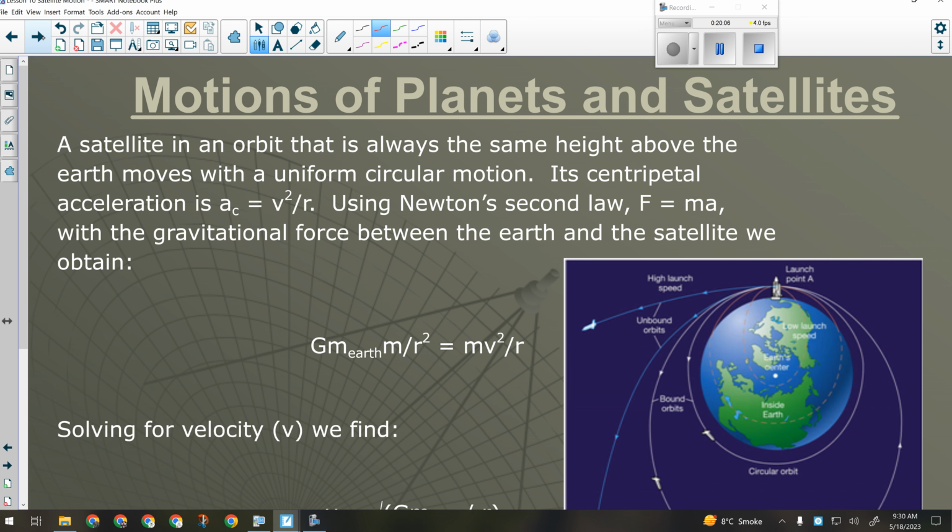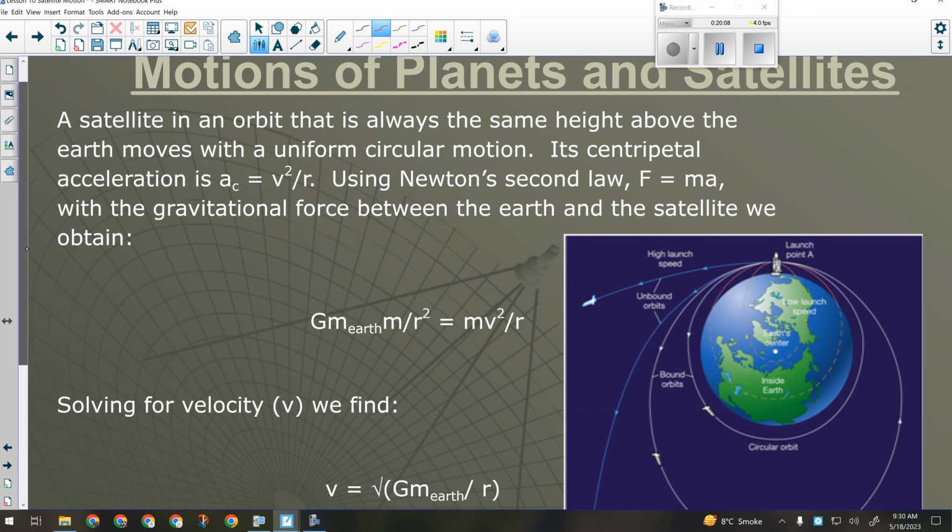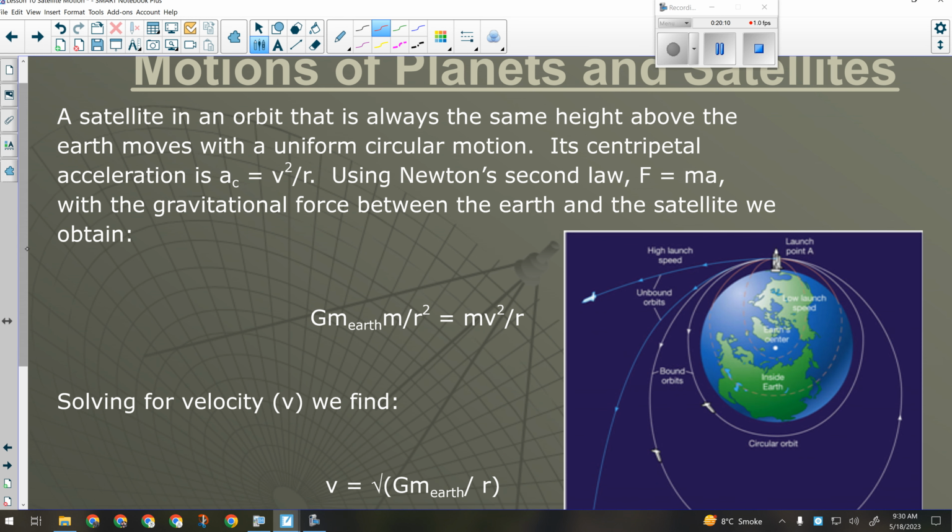All right. So a satellite that is always the same height above the Earth moves with uniform circular motion, and we know that we can set it up like this. So that's what we just went over. There are different kinds of orbits around the Earth. There are equatorial orbits that go around the equator.